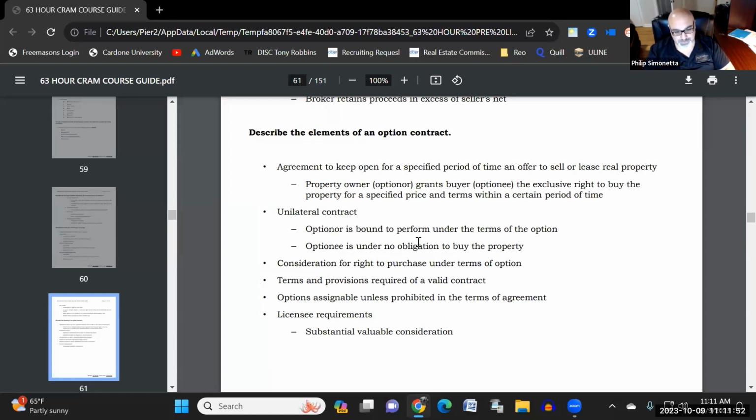Okay. The licensee requirements. Okay. There's a substantial valuable consideration. They must put a substantial amount down in deposit for this to be effective. Okay.